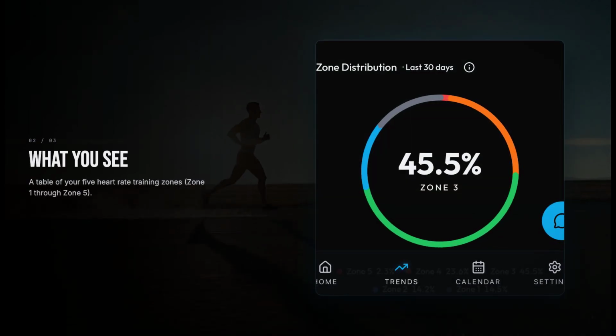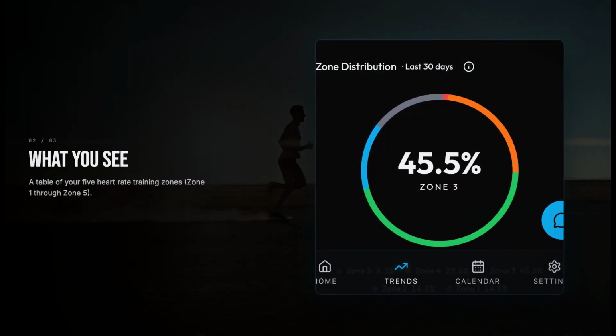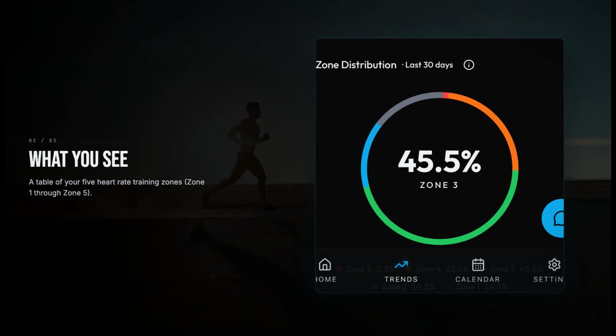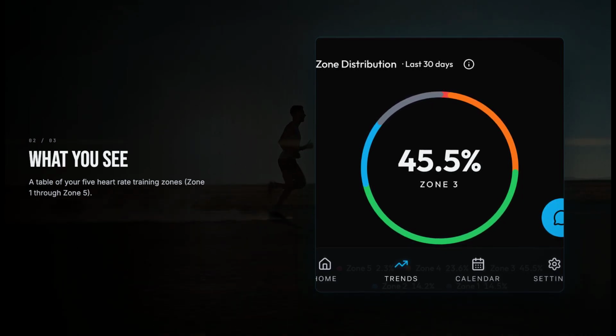A table of your 5 heart rate training zones, Zone 1 through Zone 5. Each row shows the zone name, the HR range, the pace range, and the percentage of time spent there.